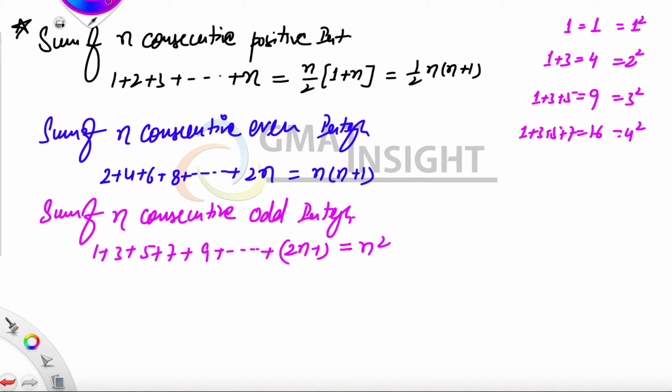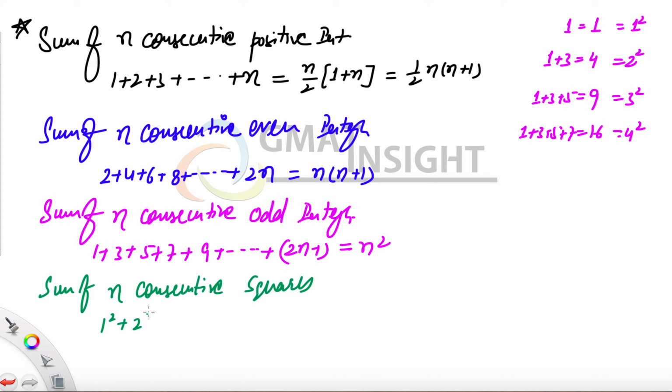There is one more thing which I don't say is very important from the exam point of view, but since questions have come based on it, and knowing the property is sometimes quite helpful, I'm writing here the sum of n consecutive squares, that is 1 square plus 2 square plus 3 square and so on till n square.